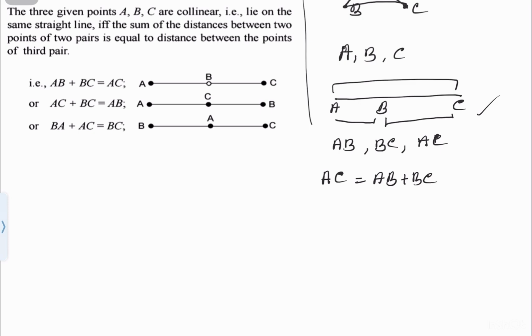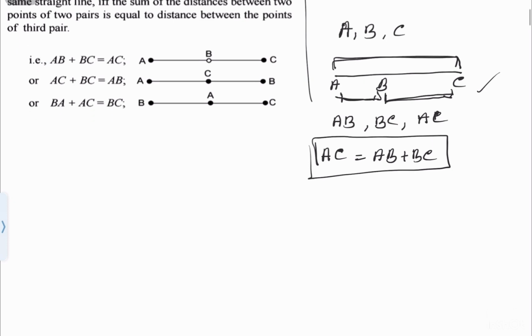Yes, because the distance between A and C is equal to the distance AB plus the distance BC. This is the condition for collinearity. Clear? Okay, let's do an example.